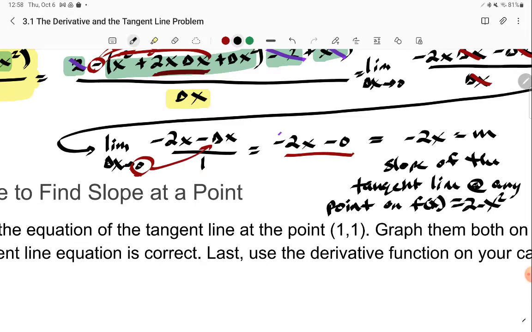Now that's hugely applicable because if you know a certain particle is moving a certain way, and you can then find the equation for the derivative, you know how fast it's moving at any given point, right? Okay.